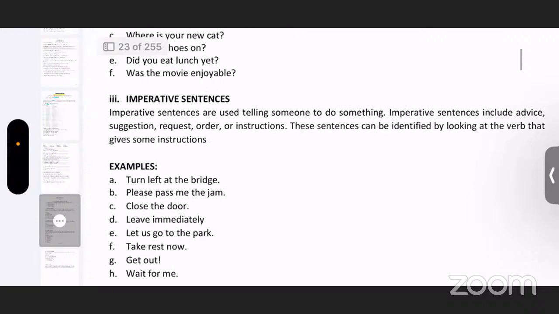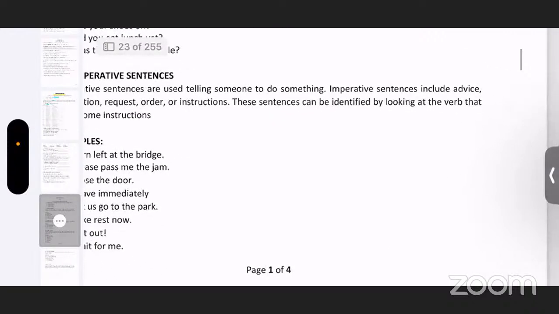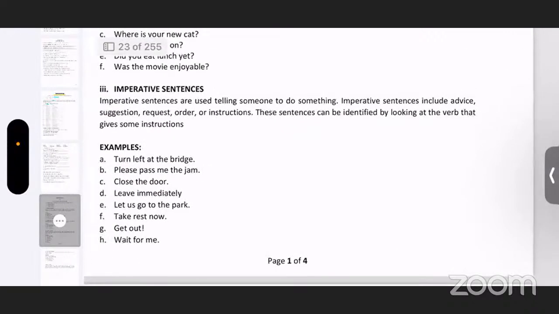The interrogative sentences can be of the two ways I told you, with the helping verb and with the WH word. And the pattern and the constructions, we'll talk about that later on in the tenses part.